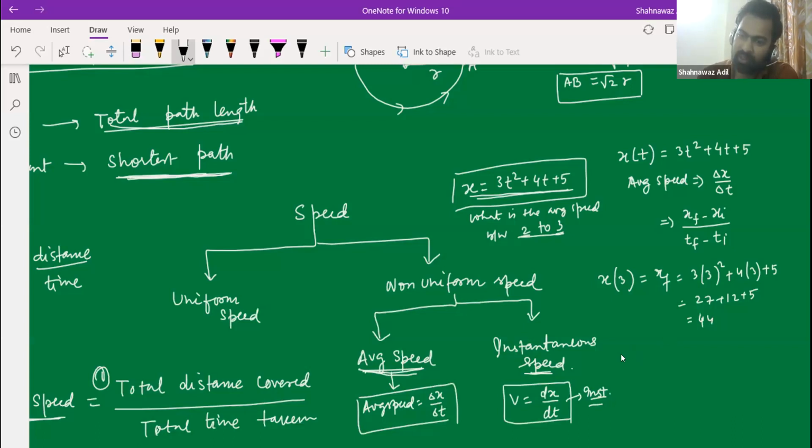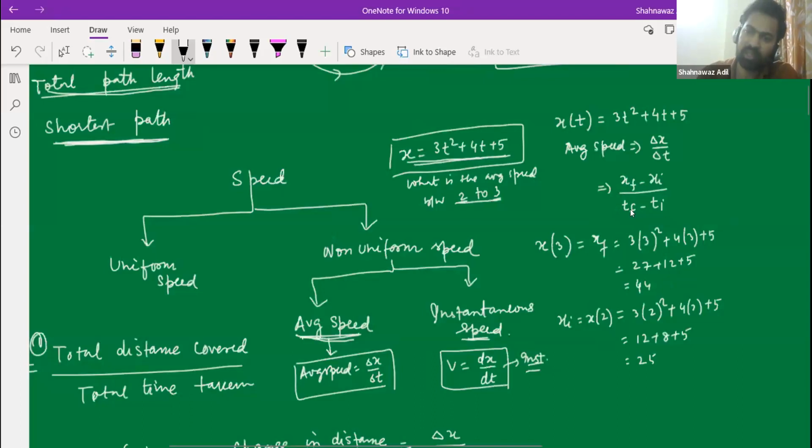Right. X initial is how much? X initial would be x at 2 seconds. So that is 3 into 2 square plus 4 into 2 plus 5. So this is 12, 8 and 5. So 13 and 12, 25. So we have x initial, we have x final. T final, we already know that is 3. T initial, we already know that is 2.